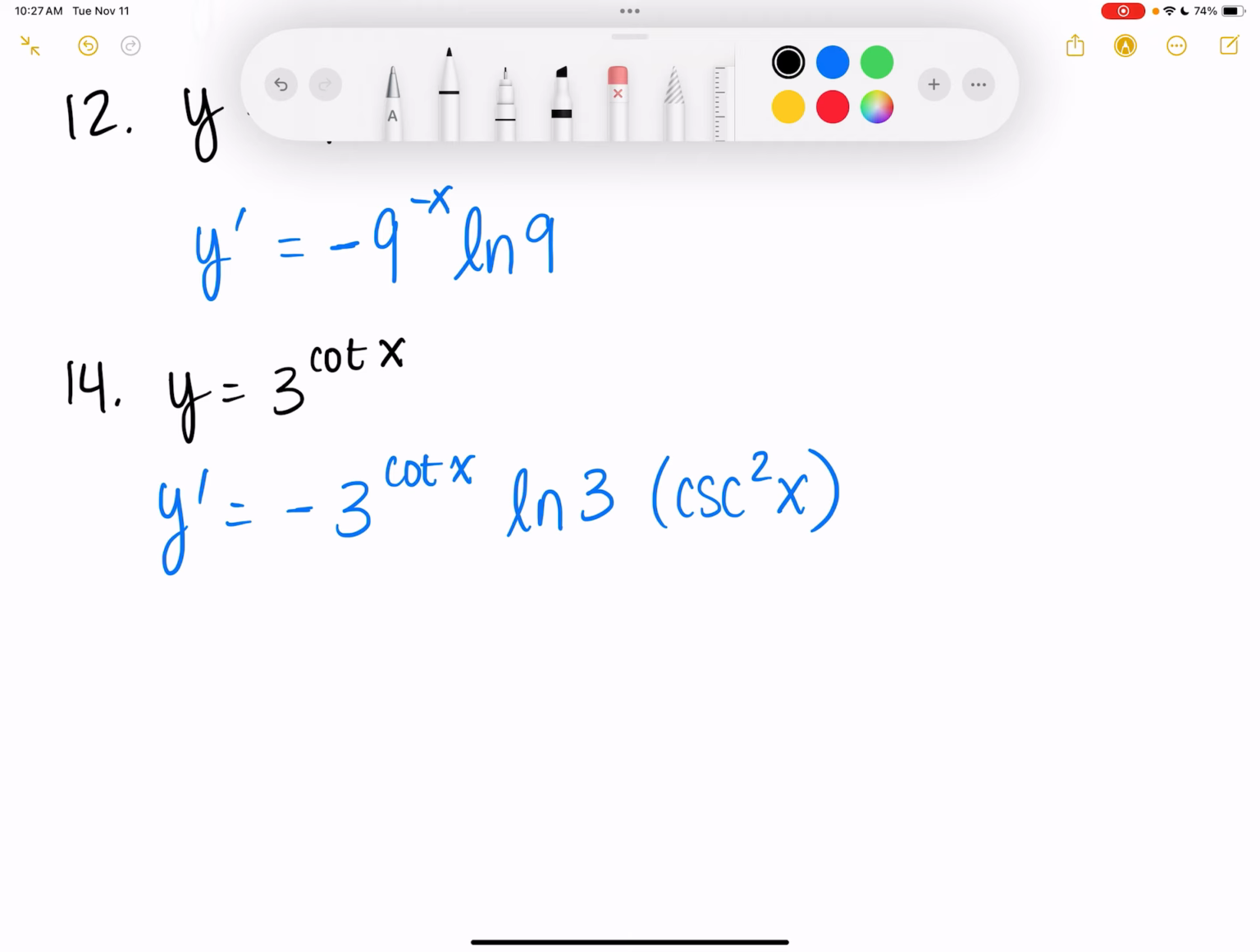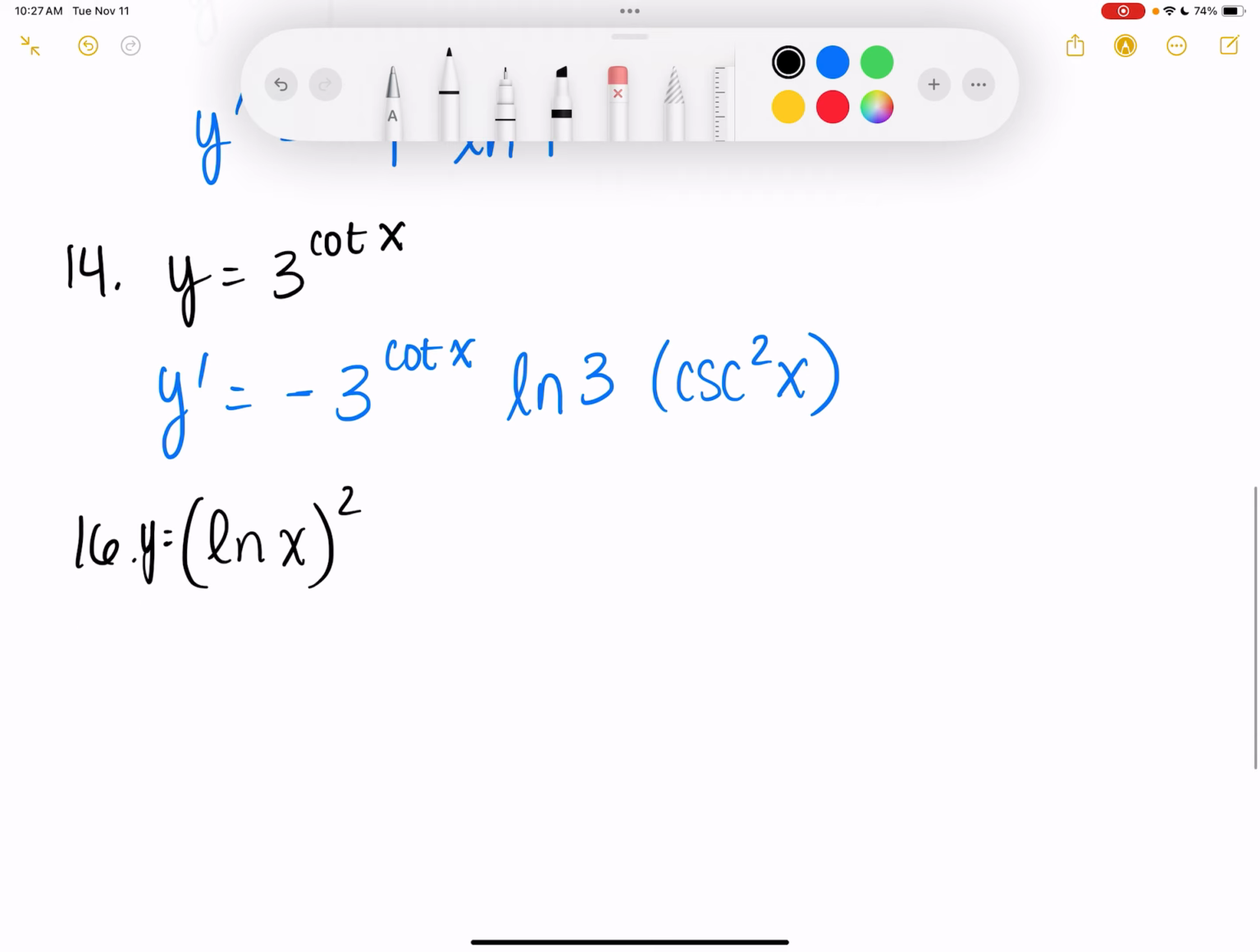But in this next one, we've got the ln of x and then that whole thing squared. Forgot the y. So we have to treat this like a chain rule on the outside first. And so we're going to take the derivative of the outer part and then the derivative of the inner part. So we have y prime is equal to 2 times the ln of x, and then times the derivative of the inside, which is just 1 over x in this case.